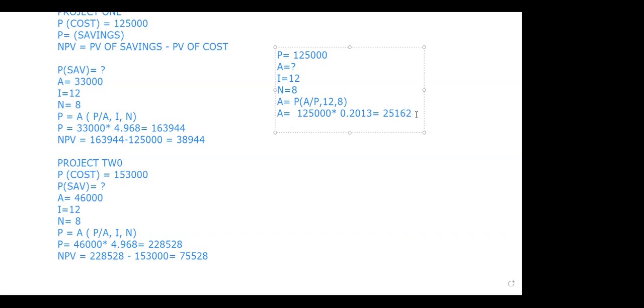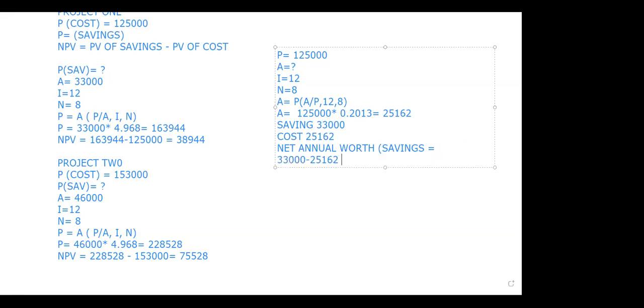So what this means now, remember the savings is 33,000 and the annual cost is now 25,162. That's the annual cost of capital. Therefore, the net savings, or net annual worth, that's how we call it, the net annual worth of that project, in brackets, I can call it savings still, is now 33,000 minus 25,162.